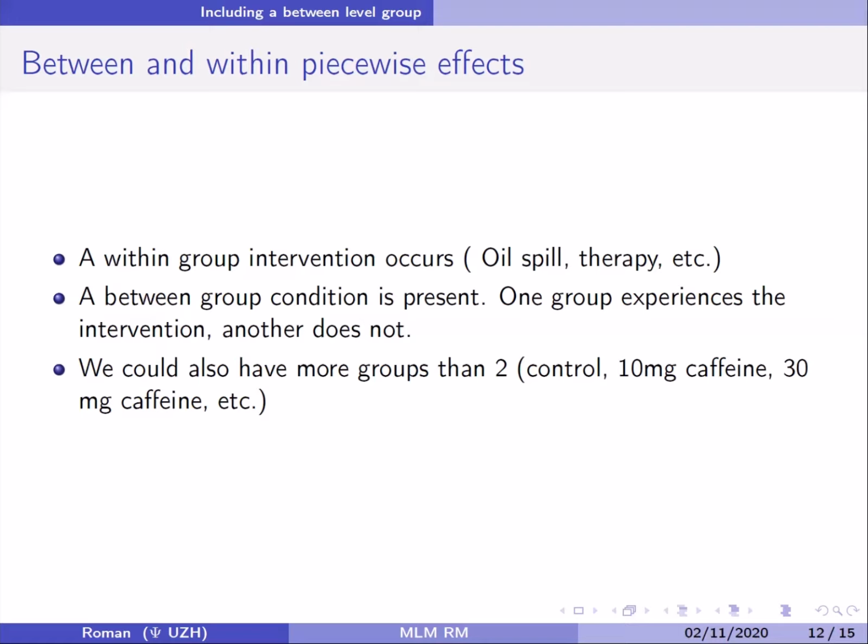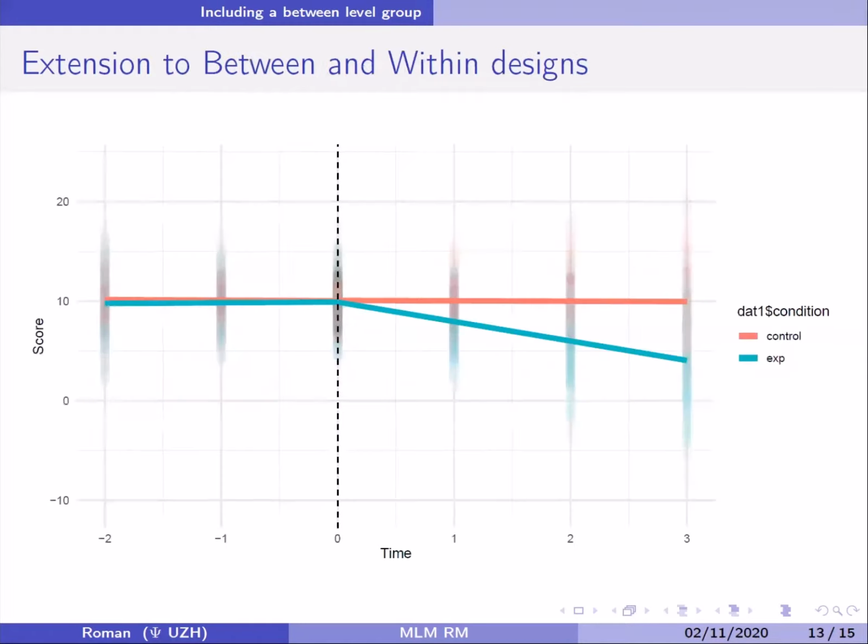In an experimental context, this could be one group of people does not receive therapy and they're measured over 12 months, and one group is measured for 6 months, then therapy begins and they're measured for 6 months during therapy. Now, this method scales really well, because we can have more than 2 groups here. We can have many groups. So we could have a control group, a 10 milligram caffeine group, 30 milligram, etc. So we're not constrained here to a number of groups.